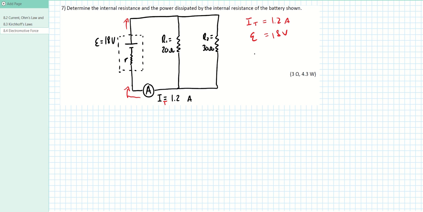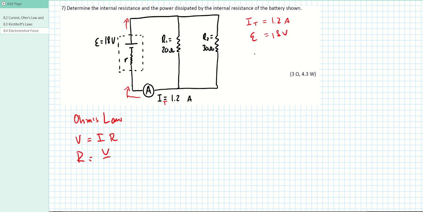So we need to first find the lowercase r. In order to do that, we need to know the total resistance. Now we can find the total resistance because we know the EMF and we know the current. So if you're using Ohm's law, we're going to start with that, which says that voltage equals current times resistance. And we're looking for the total resistance, so R is going to be V over I.